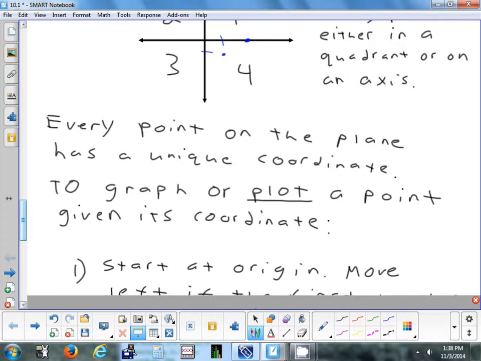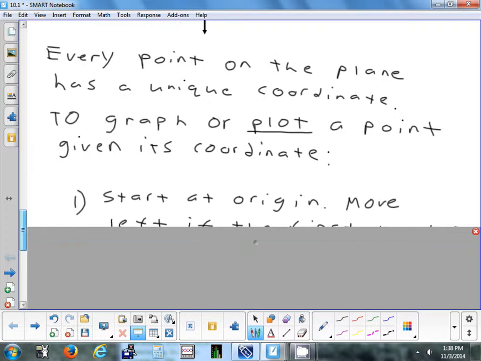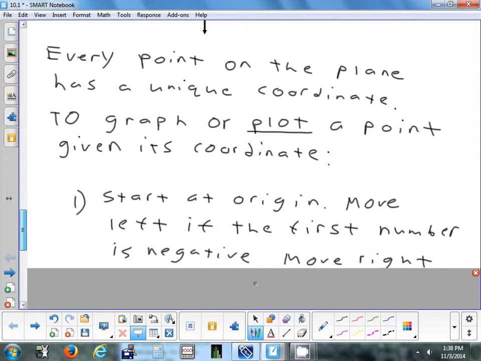Okay, so let's look at the 2 steps for how you plot a point. If you see the words graph or plot, they mean the same thing. So we're not even going to graph lines yet, just going to graph points. Step 1. Start at the origin. And then you're going to look at the first number, the x value.